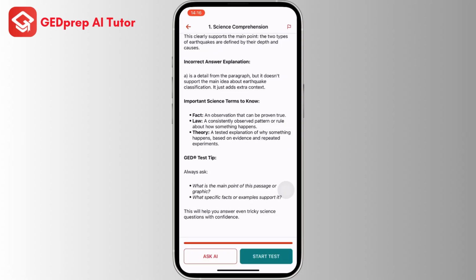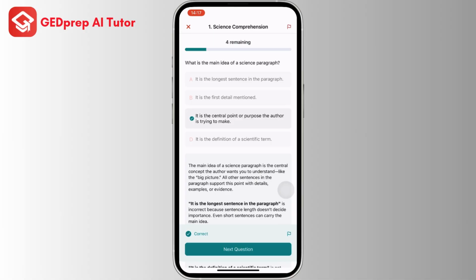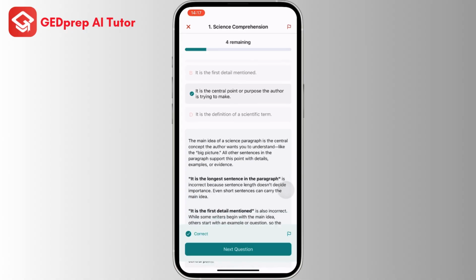Now that you've learned the key concepts, let's check your understanding with a few review questions. What is the main idea of a science paragraph? Option 1. It is the longest sentence in the paragraph. Option 2. It is the first detail mentioned. Option 3. It is the central point or purpose the author is trying to make. Option 4. It is the definition of a scientific term. The correct answer is, it is the central point or purpose the author is trying to make.